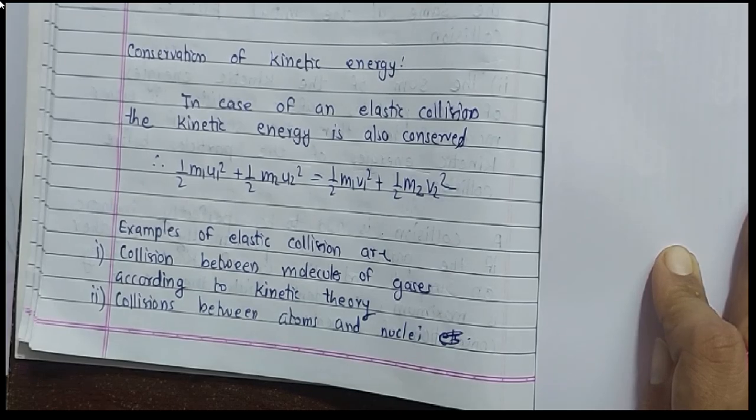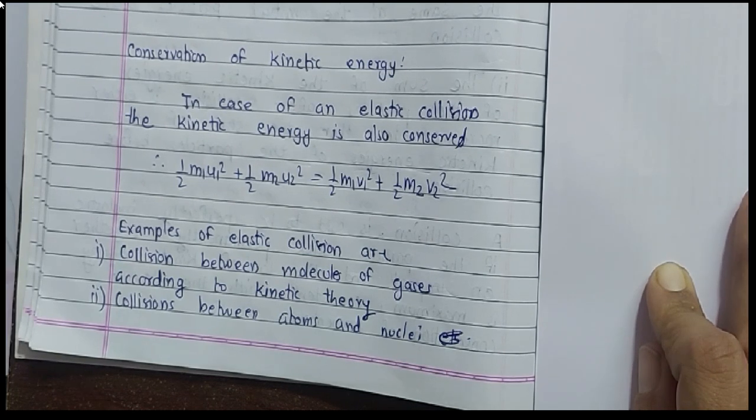Now let us see the conservation of kinetic energy. In case of elastic collision, the kinetic energy is also conserved. We know that kinetic energy is given by half m velocity square. So it is half m1 u1 square plus half m2 u2 square, which is equal to half m1 v1 square plus half m2 v2 square.